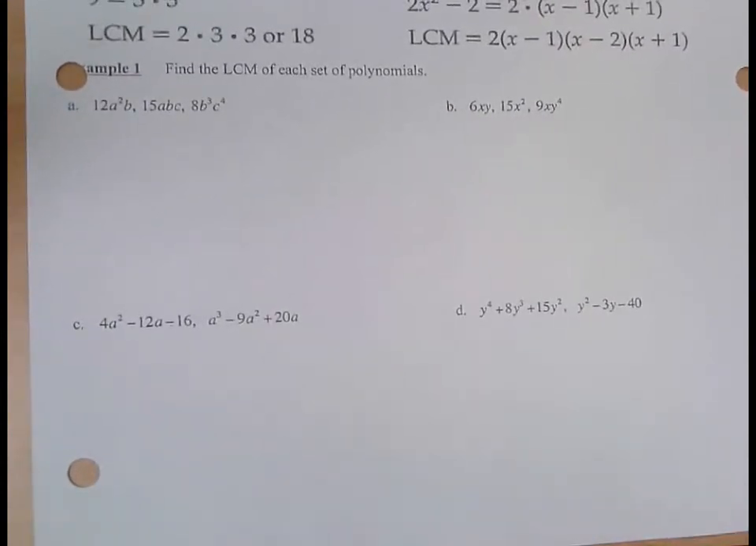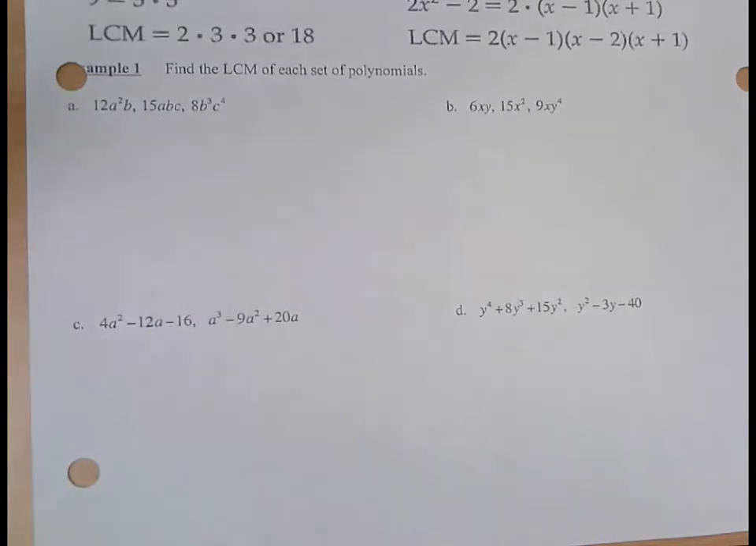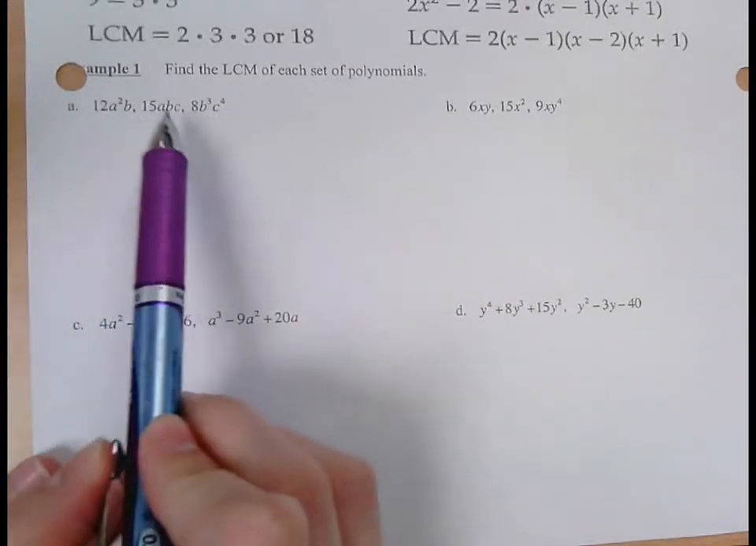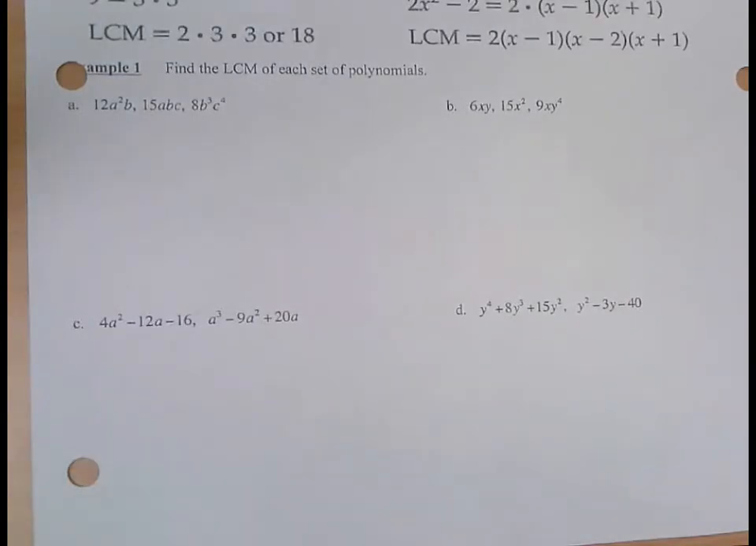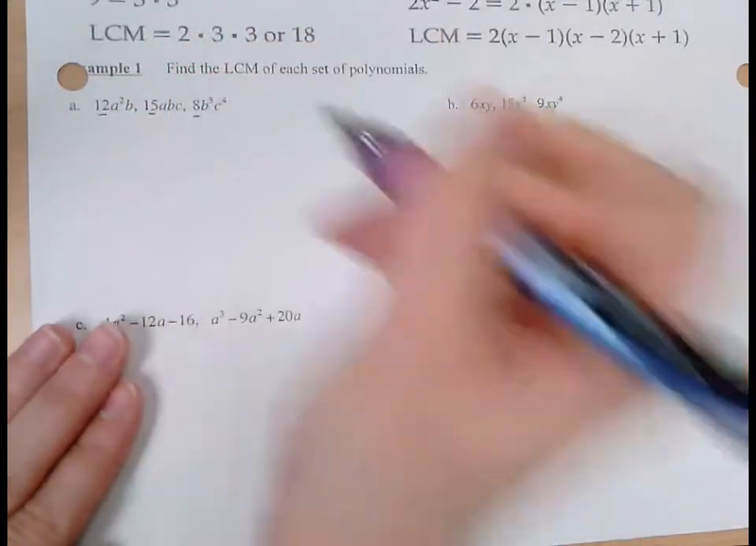So we're finding the least common multiple, the LCM, of each set of polynomials. And A, we have 12a squared b, 15abc, and then 8b cubed c to the 4th. So if you picture these three terms all as different denominators, you're trying to find what would be the common denominator then. What's the least common multiple? So when you have expressions like this where each is just one term, I typically first look at the coefficients of those terms.